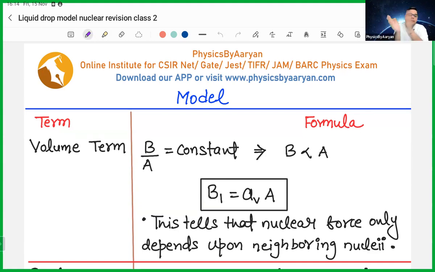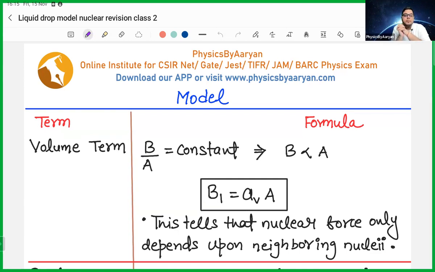Now the second is binding energy. Binding energy is the energy you need to break the nucleus. And why do you have binding energy? Because nucleons are bound to each other. They are attracted to each other. That is why there is a binding energy. So you need some energy to break it, and whatever energy you need to break it is known as the binding energy. So binding energy is not the energy that your nucleus has.